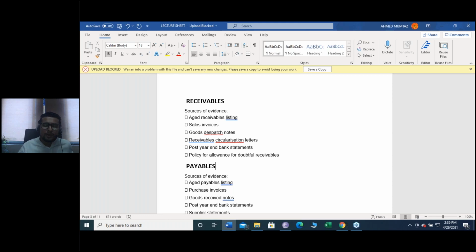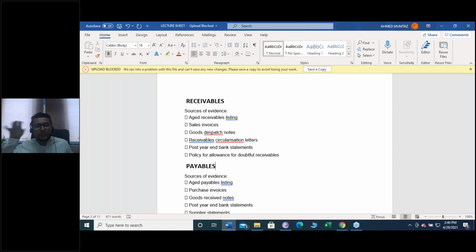Similarly, if you want to verify the receivable balance of your client, don't you think that the sales invoices are an important source of evidence? Maybe you would like to select a sample of receivables which have been recognized by Ahmed Company Limited at the year end. Now, if you want to make sure whether these receivables are true, whether these receivables do exist, you would like to match them with the corresponding good dispatch note and the sales invoice.